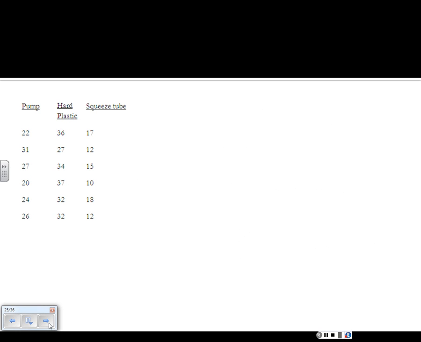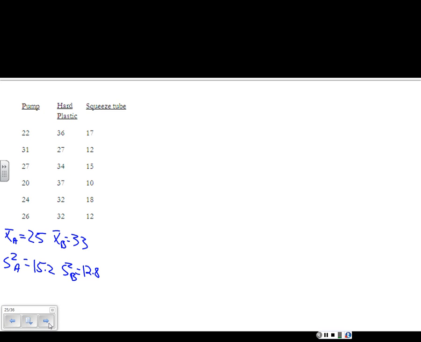So let's see. I think the first thing I want to do is just write down the means for group A. I'll try to organize this a little better. The mean for A was 25, and the variance was 15.2. The mean for group B was equal to 33, and the variance for group B was equal to 12.8.